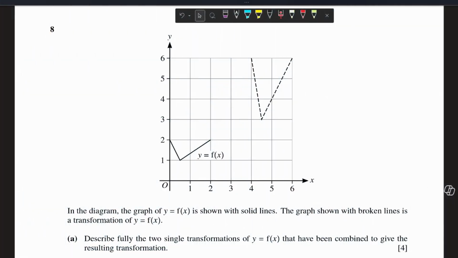The question here says, in the diagram, the graph of y = f(x) is shown with solid lines. The graph shown with broken lines is a transformation of y = f(x). So on part A, describe fully the two single transformations of y = f(x) that have been combined to give the resulting transformation. Now, to answer this type of question, I am going to give you a method which will really help you for all types of problems of this kind.